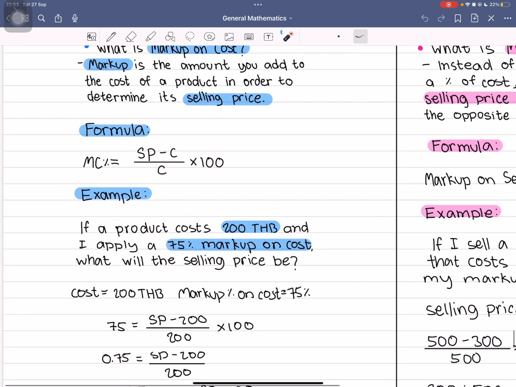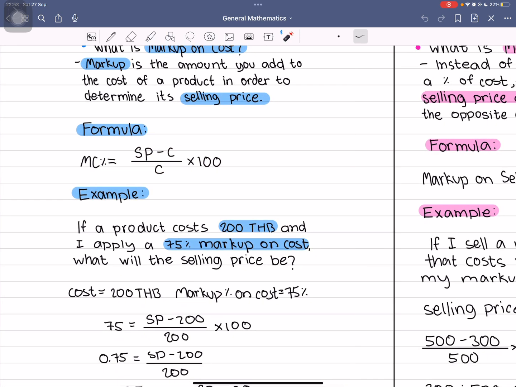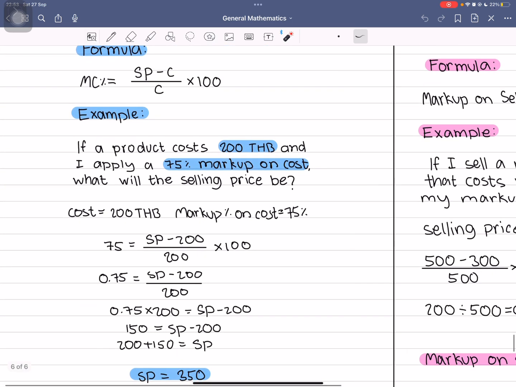100. And an example for this is if a product costs 200 baht and I apply a 75% markup on cost, what will the selling price be? So luckily for us, we usually have to find the components, like what the cost is, what the percentage markup on cost is, but luckily for us, like I said, we have someone that highlighted it for us, yes, which is totally not me, yeah.